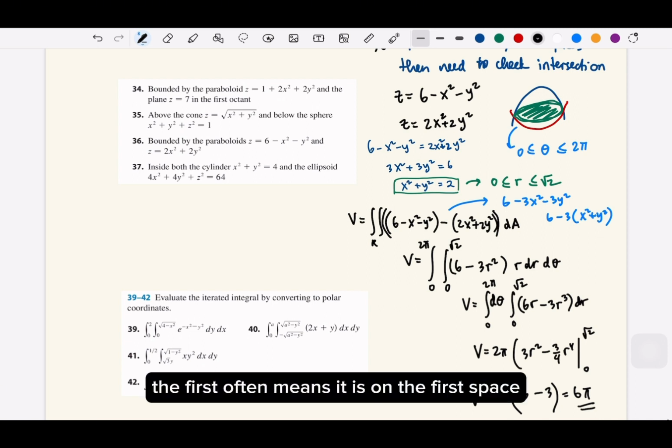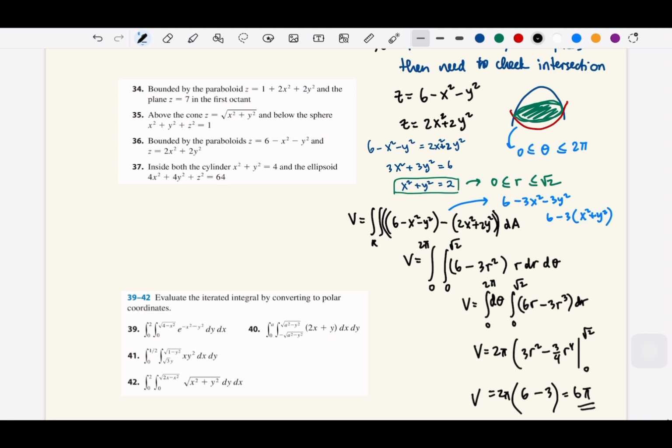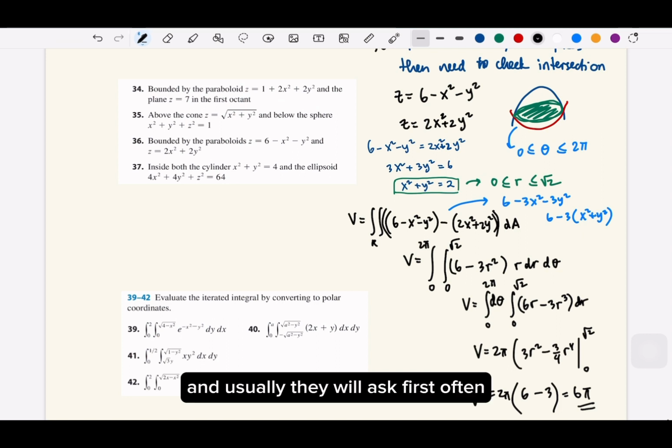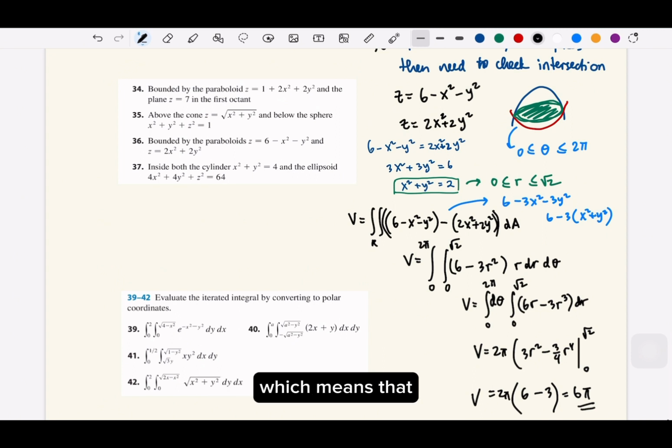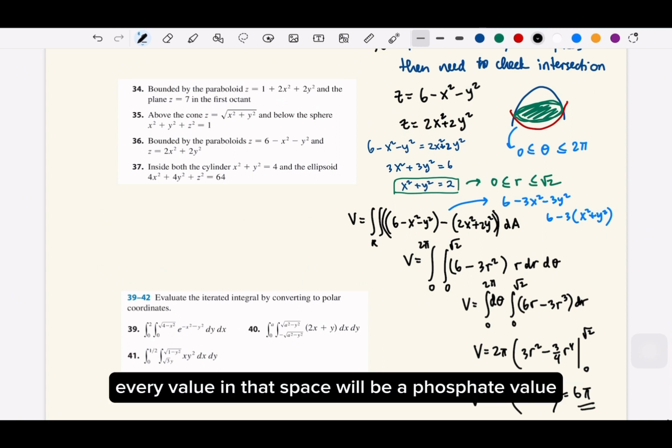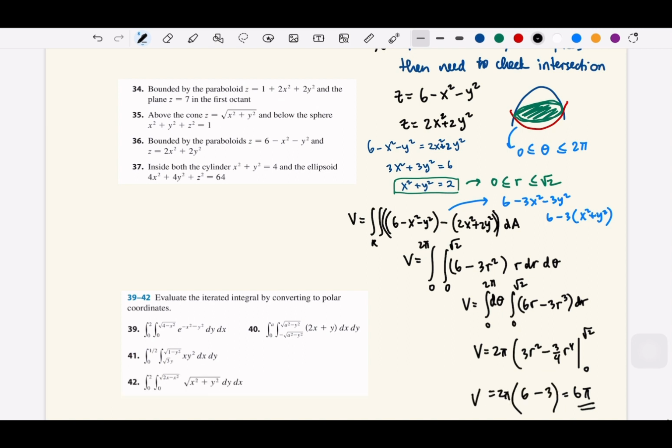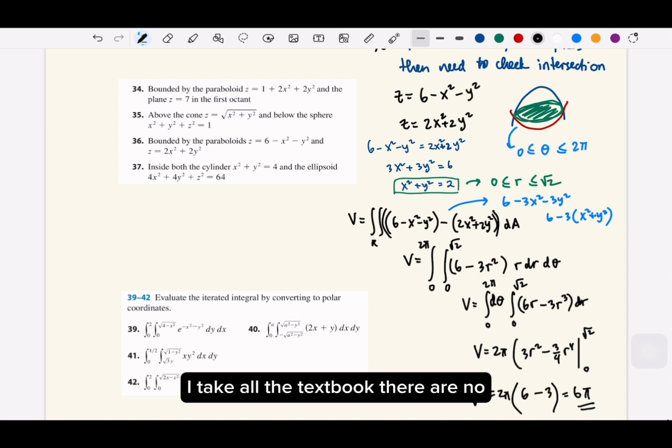The first octant means it is on the first space, where everything is positive. Okay. All is positive value. And usually they will ask for the first octant, because if the question asks for the third octant, you will be confused which one is the third one. I checked all the textbook. There are no questions asking for the second or third octant. Only the first octant they will be asking. Which means that all values will be positive.